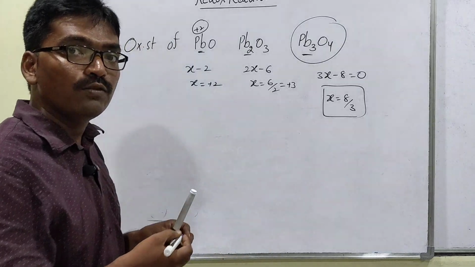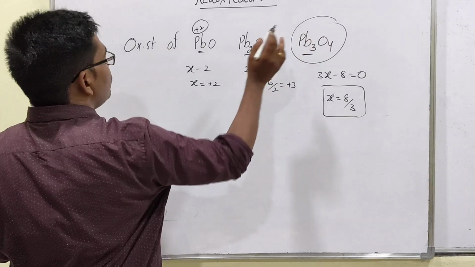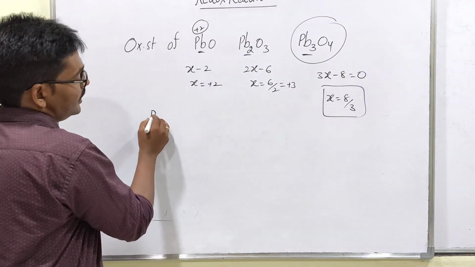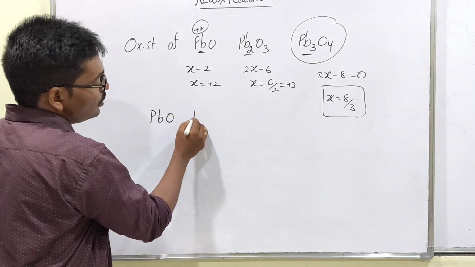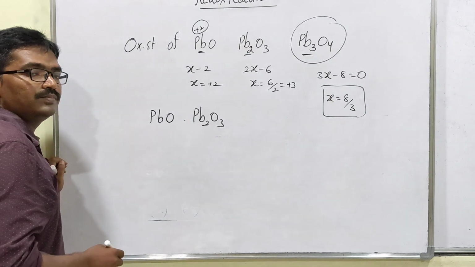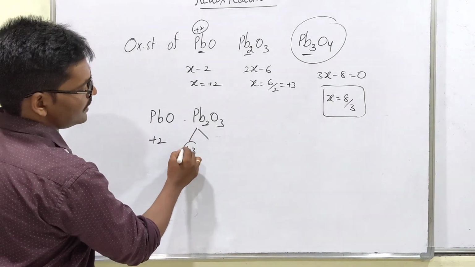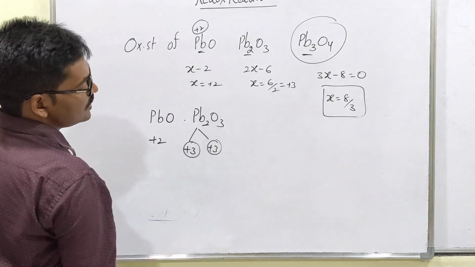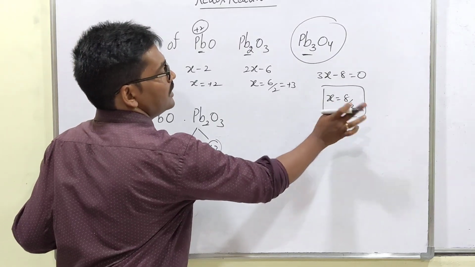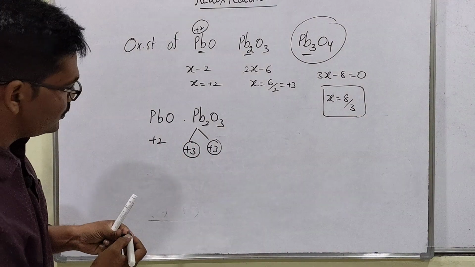Same like Fe3O4, right? At that time I told that Pb3O4 is the combination of PbO and Pb2O3, both are together in it. So plus 2 oxidation state for this, and for the two atoms plus 3, plus 3 oxidation state. So that's what I told: average oxidation state plus 2 plus 3 plus 3 is plus 8 divided by 3. Clear, my dear students? Understand all of you?